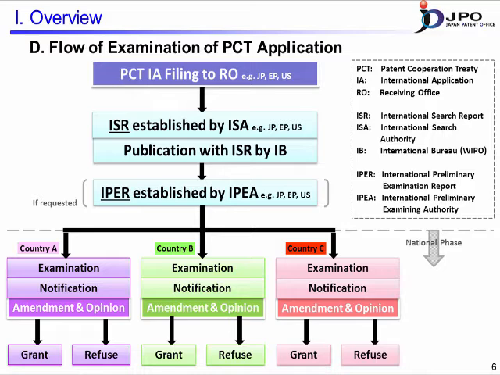After submission, an international search report is established by the International Search Authority, and the PCT application is published with the ISR. If the applicant makes a request for an international preliminary examination, the International Preliminary Examining Authority will issue an International Preliminary Examination Report. After that, the PCT international application enters the national phase. An examiner in each country can refer to the ISR or IPER before conducting the patent examination.